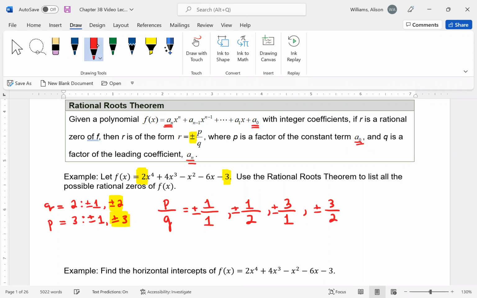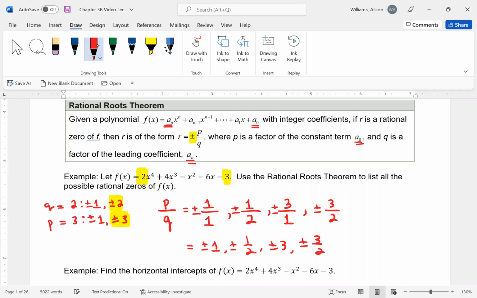Now, real quick comment. We can simplify. 1 over 1 is just 1. So this is just plus or minus 1. 1 over 2 is obviously 1/2. I'll just leave that alone. 3 over 1 is 3. And then 3 over 2 is 3/2. I'll just leave that alone.